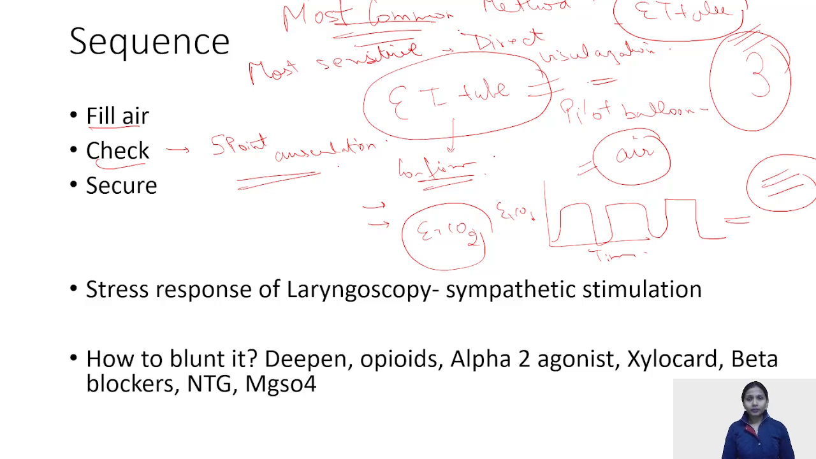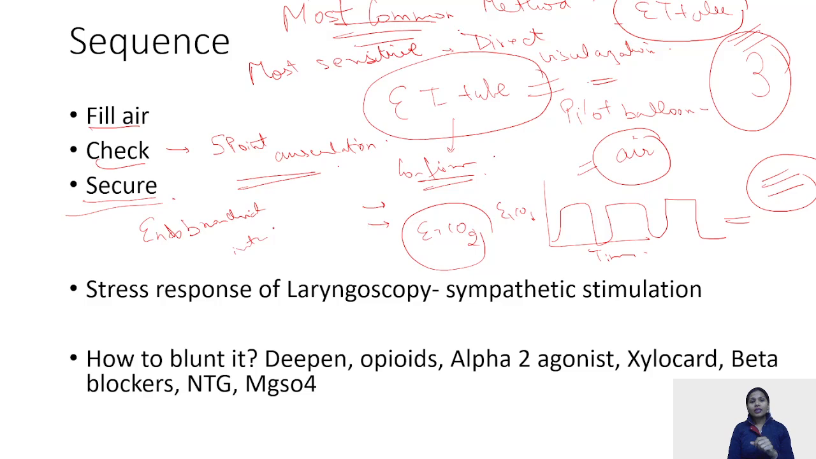After checking, after the confirmation, then you are going to secure your tube. One important thing that I've forgotten to tell you is that checking does not only include seeing whether your tube is in the trachea or not, but also includes ruling out endobronchial intubation.